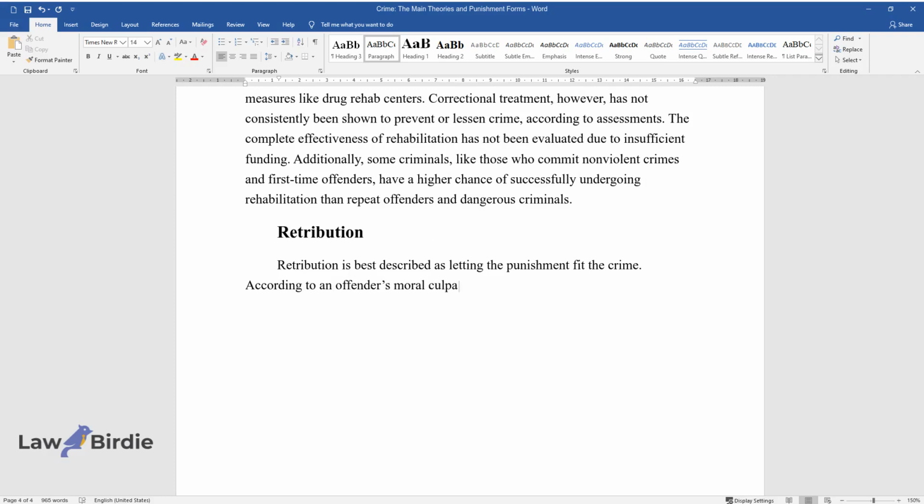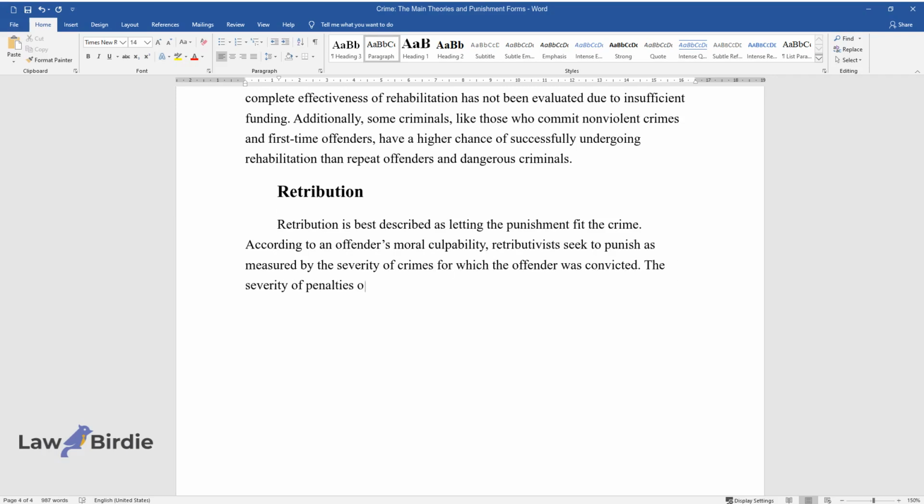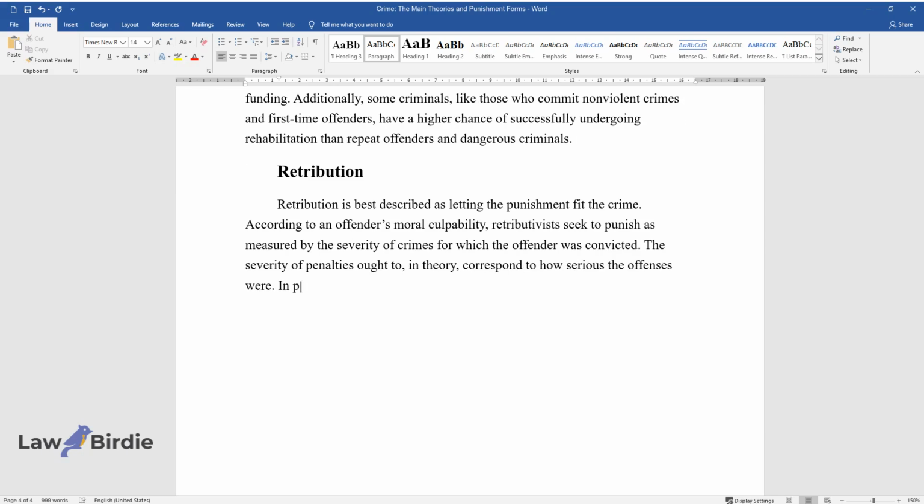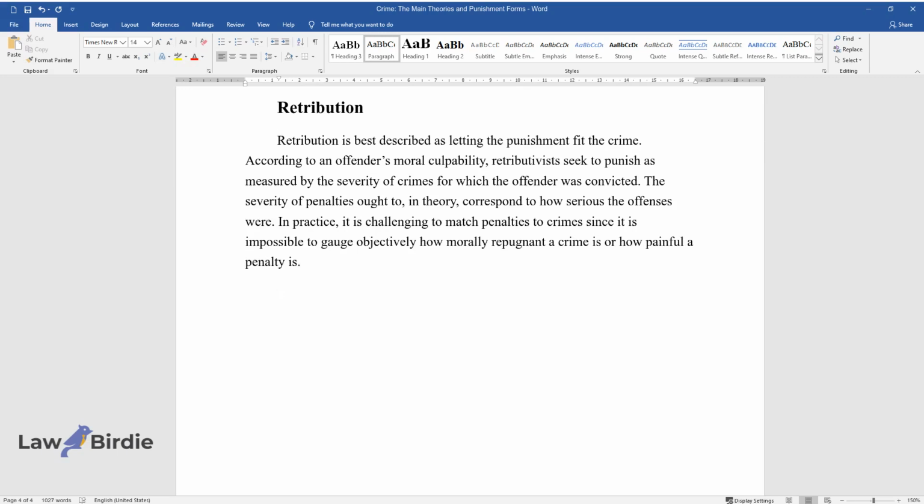According to an offender's moral culpability, retributivists seek to punish as measured by the severity of crimes for which the offender was convicted. The severity of penalties ought to, in theory, correspond to how serious the offenses were. In practice, it is challenging to match penalties to crimes since it is impossible to gauge objectively how morally repugnant a crime is or how painful a penalty is.